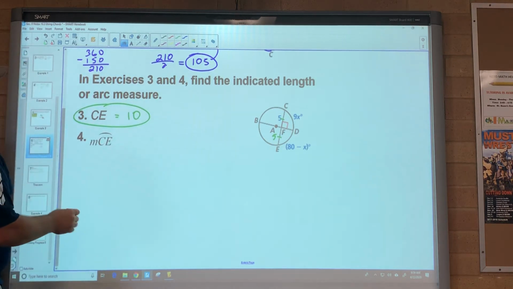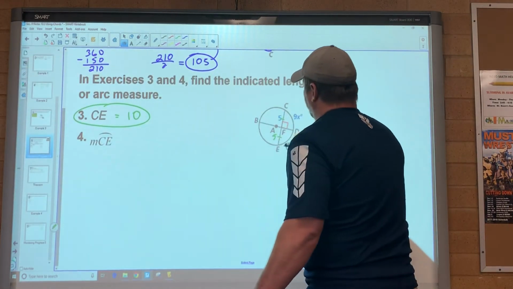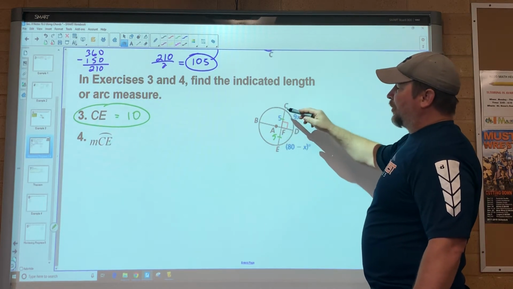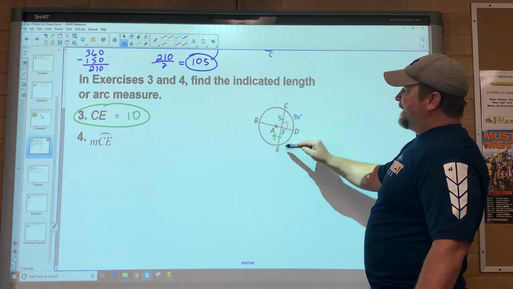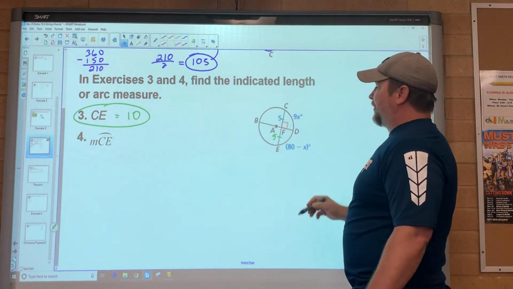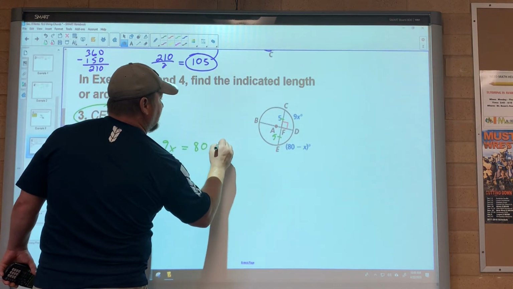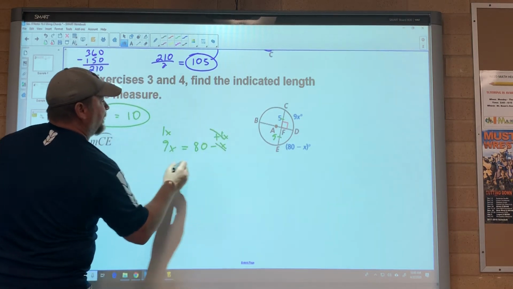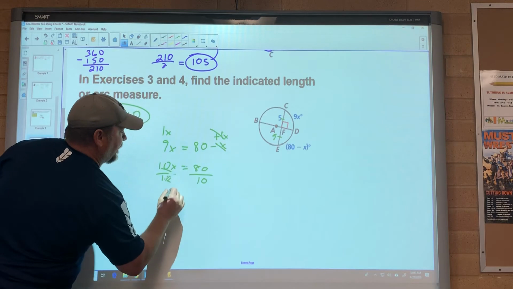Okay, find the arc measure of arc CE. Arc from C to E, we have congruent arcs, or congruent segments as far as C to F and F to E. Therefore, D to E arc and C to D arc will be congruent, so we can set those equal to each other to find X. So now I can say 9X equals 80 minus X. I'm going to add the 1X, and I'm going to get 10X equals 80, divided by 10, X will equal 8.